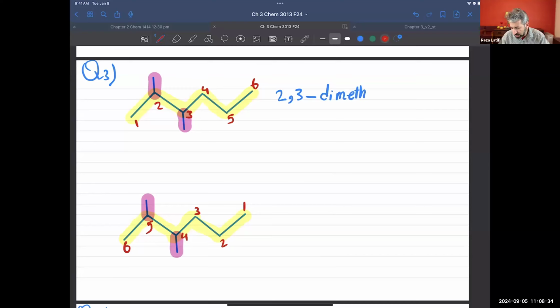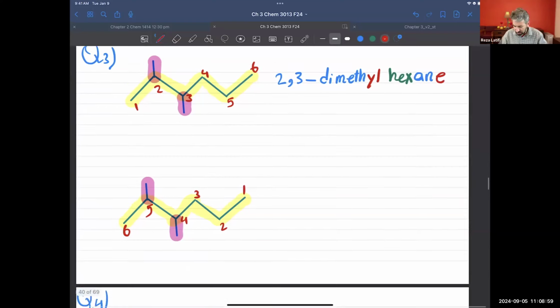Okay, dimethyl. On the 2nd carbon and 3rd carbon, I have 2 methyls. Next, how big is the parent or the main chain? 6 carbons, so you say hex. Is it made of just single bonds? Yes. So "an", and then you add E at the end.